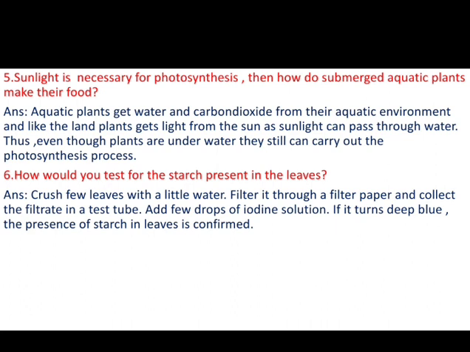So at first we have to crush a few leaves with a little water, then filter it through filter paper, and take the filtrate. Filtrate means the liquid part, not the residue. Residue means the solid part, which is found on the surface of the filter paper. We will take the filtrate in a test tube and add iodine solution. What is the color of iodine solution? Brown. So when brown iodine solution is added to the filtrate, it will turn deep blue, which shows that the starch is present.